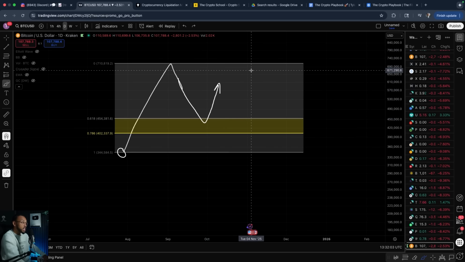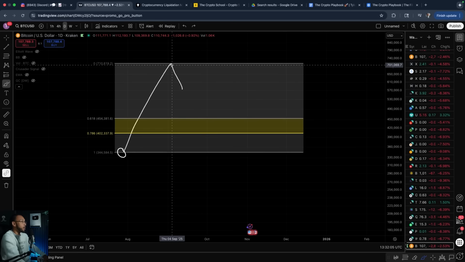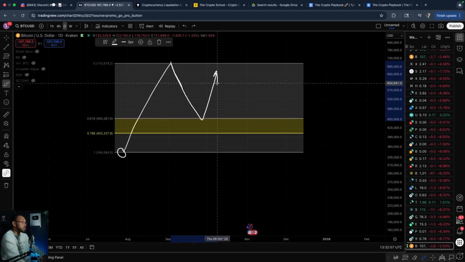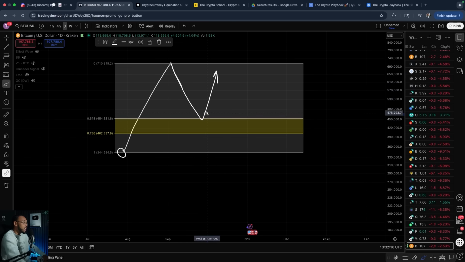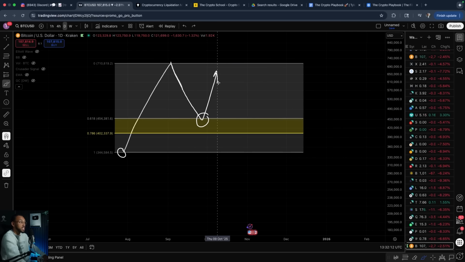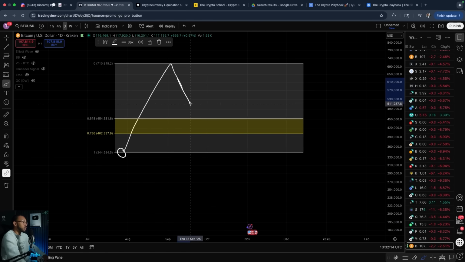And so one strategy that people often deploy is buying whenever we hit the golden zone. So say, for example, we went up, we came back down, people save their purchases for the golden zone because it has a high likelihood of breaking to the top side.